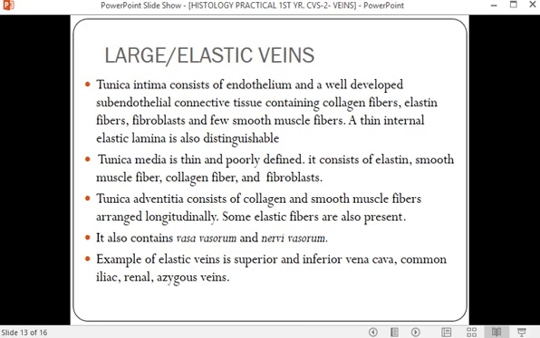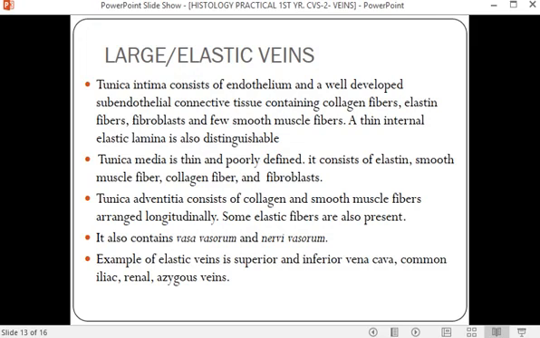Now the large or elastic veins. Tunica intima consists of endothelium, well-developed subendothelial connective tissue, and a very thin internal elastic lamina, which is also indistinguishable. Now the tunica media is very thin and poorly defined. It consists of elastic fibers, smooth muscle fibers, collagen fibers, and fibroblasts. Tunica adventitia consists of collagen and smooth muscle fibers, and some elastic fibers are also present.